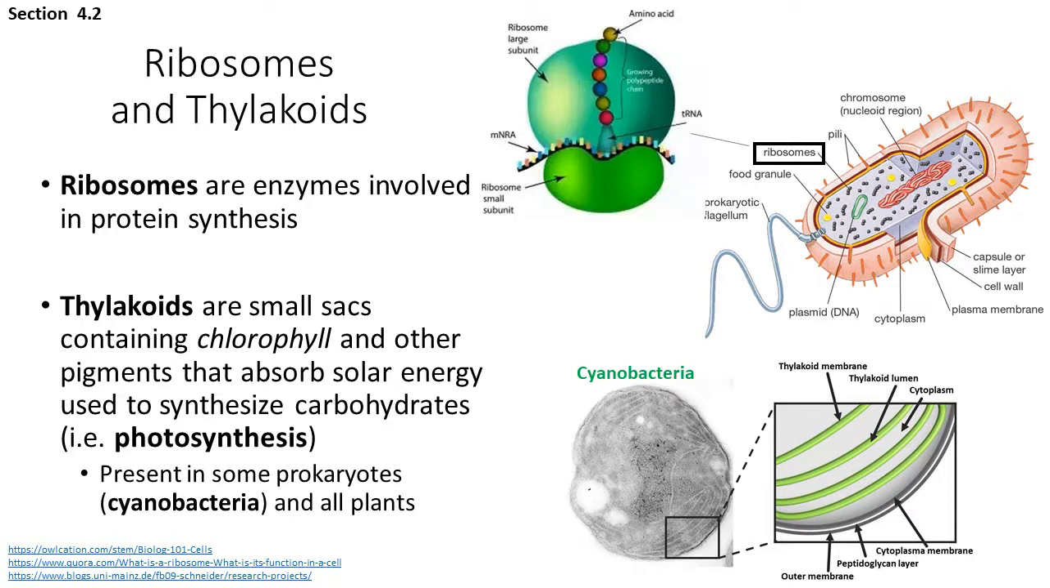Thylakoids are small sacs containing chlorophyll and other pigments that absorb solar energy that can be used to synthesize carbohydrates. So thylakoids are small sacs that contain chlorophyll and other pigments that absorb solar energy and then use that energy to synthesize carbohydrates. This is the definition of photosynthesis. So thylakoids are present in some prokaryotic cells, such as cyanobacteria, and in all plants.